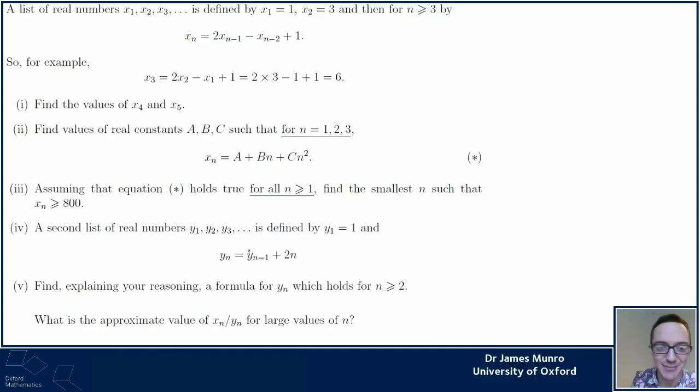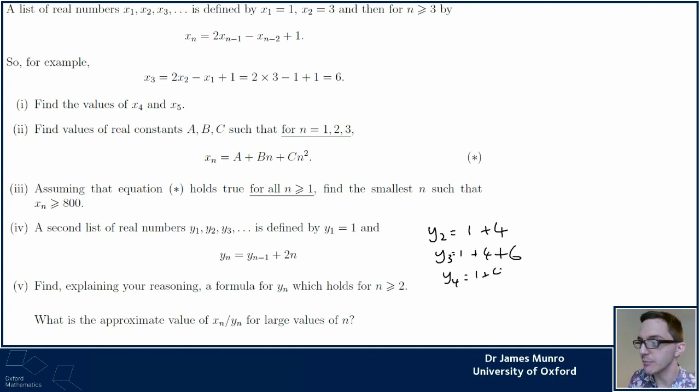We can use this relationship to work backwards from yn all the way back down to y1. So for example, y1 is 1, and then I'll use this equation for y2. y2 is equal to y1, which is 1, plus 2 times 2, which is 4. And then y3 is going to be 1 plus 4 plus 6. Similarly, y4 is going to be 1 plus 4 plus 6 plus 8. And yn is going to be 1 plus 4 plus 6 plus, all the way up to 2 times n. Okay, so I can recognise that other than this first one, this is an arithmetic progression.